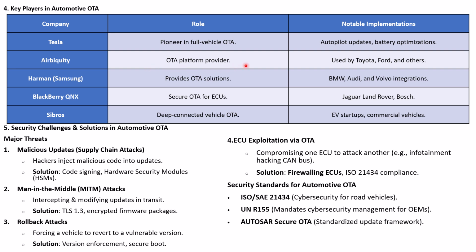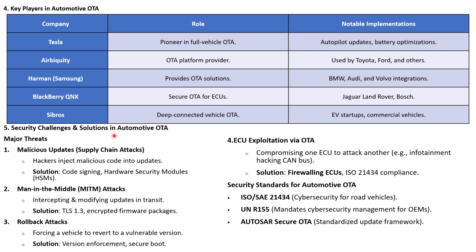Next is Airbiquity, an OTA platform provider used by Toyota, Ford and other automakers, but primarily Toyota and Ford are the famous examples. Next is Harman, which provides OTA solutions, with BMW, Audi and Volvo integrations; these are the famous OEMs relying on Harman. When it comes to BlackBerry, it ensures that OTA is secured for ECUs, and Jaguar Land Rover and Bosch depend on BlackBerry QNX. Last is Cibros, whose role is deep connected vehicle OTA for EV startups and commercial vehicles.